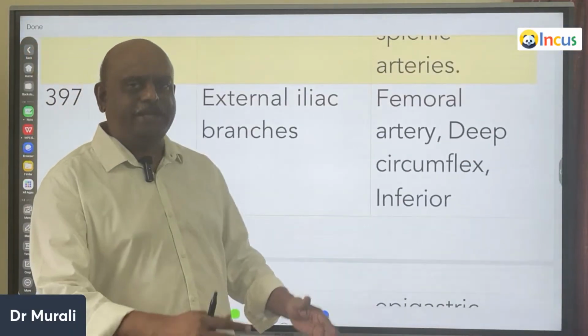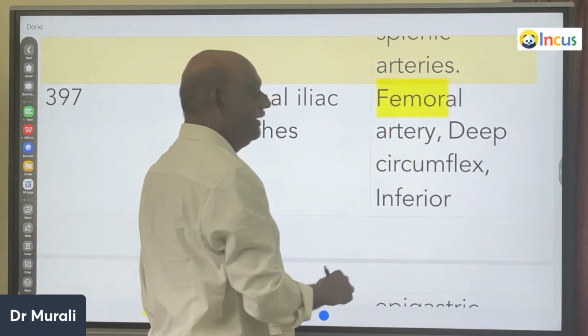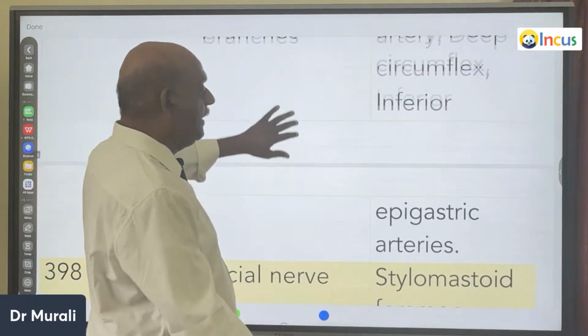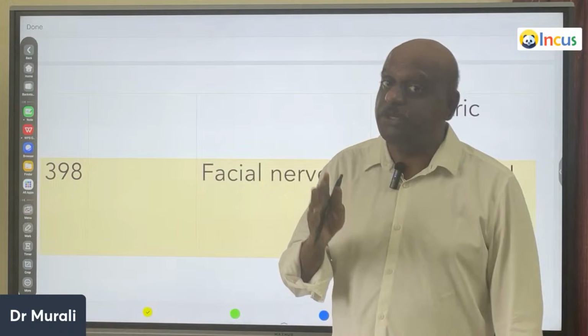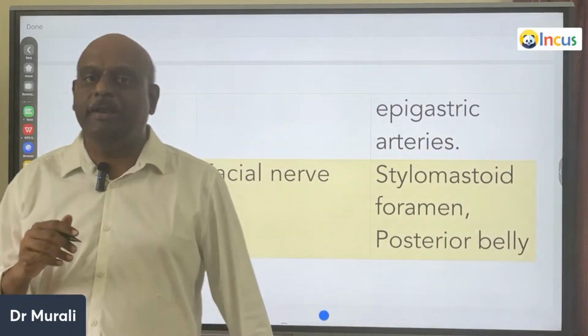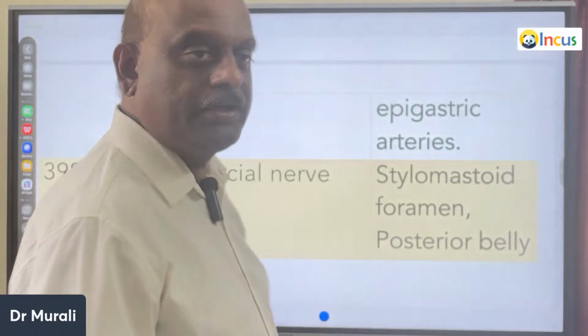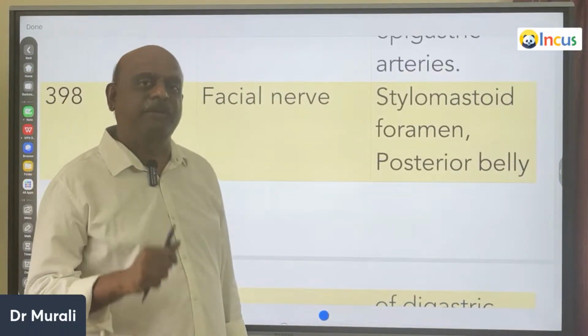So, doctor, continuing our journey, what are the branches of the external iliac artery? External iliac artery has femoral artery, deep circumflex, inferior epigastric artery. They're all the branches of the external iliac artery. Right? So, facial nerve. The next story is facial nerve.